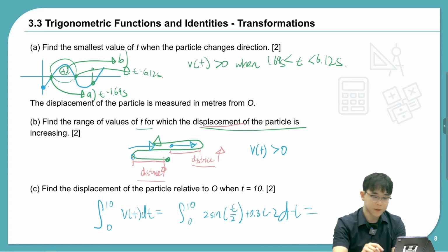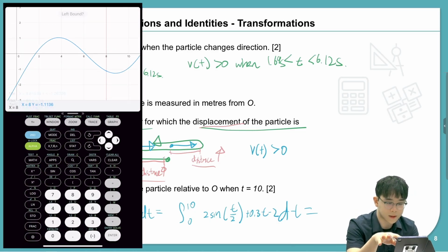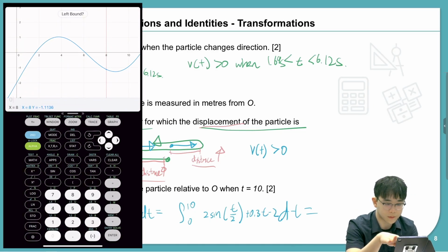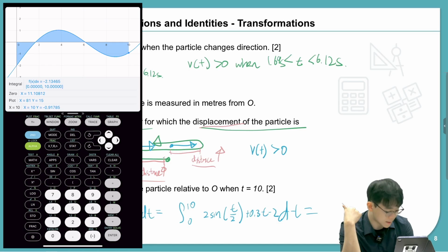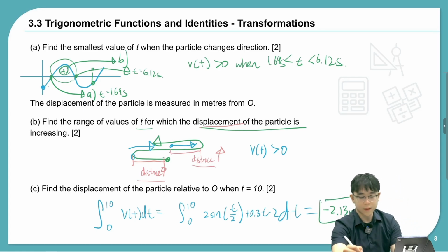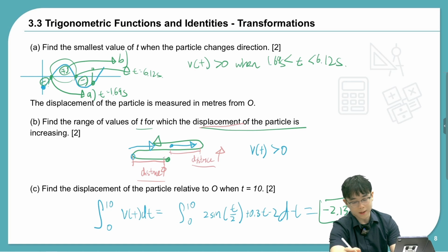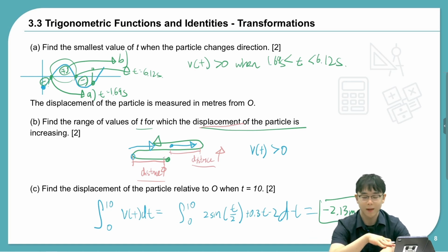Next, part C, we just gotta do the displacement. So we can just find the integral here. If you do this from 0 to 10, it would just give us negative 2.13 meters. Simple as that. So this part is negative, this part's positive, this part's negative, but the calculator automatically does the summation for us, taking into account these signs.